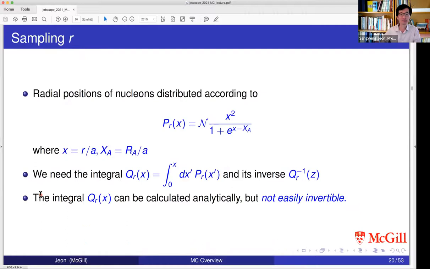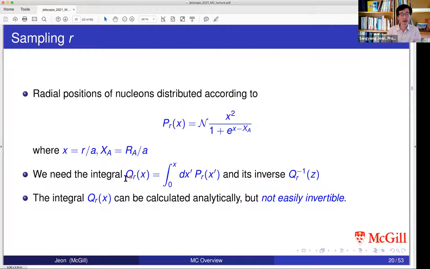Here is the meat of the problem. We have to actually generate random numbers according to this sort of distribution. I scaled it using the width parameter of the Woods-Saxon distribution so that I can just deal with dimensionless quantities. I'm just going to call them x and xa.